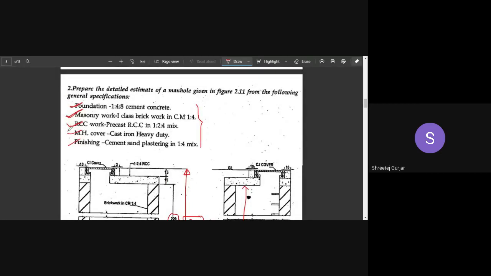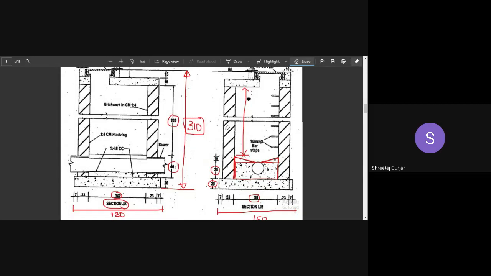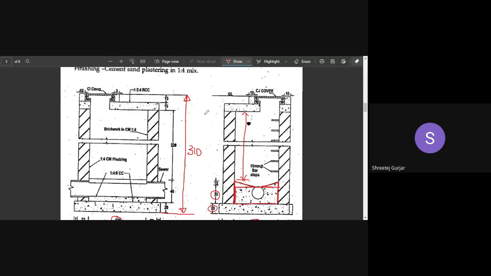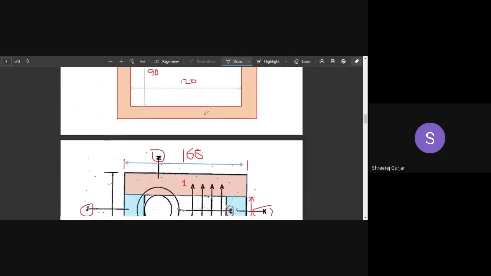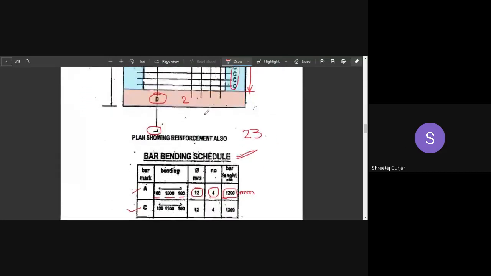So now we have calculated this manhole cover also. We have calculated finishing. Okay. So all of these quantities we have calculated. So I hope it is clear. If you need any explanation, please let me know, if you didn't understand any of the calculations. So this is how you estimate for a manhole. Now, this was also a simple one. If it is clear, we will move on to the last numerical.